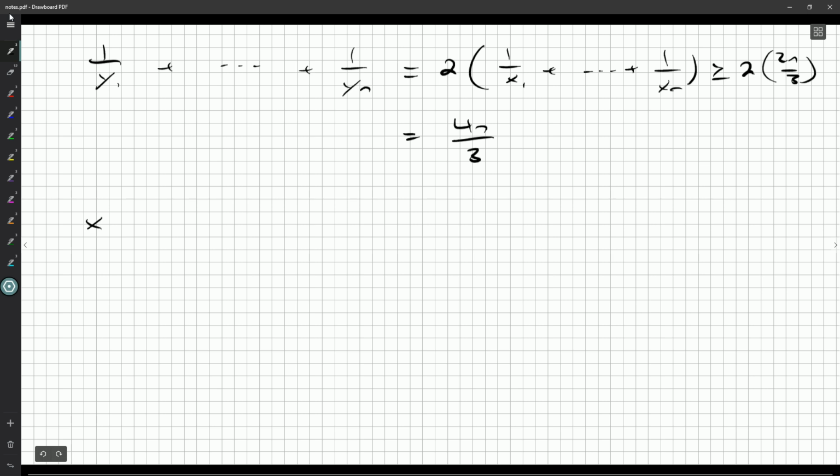But something like xi over 2 plus 2 over xi. This is sort of a nicer, more symmetric expression here. So I don't know if that might be nicer to work with.